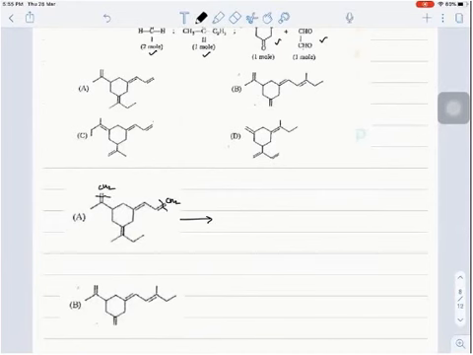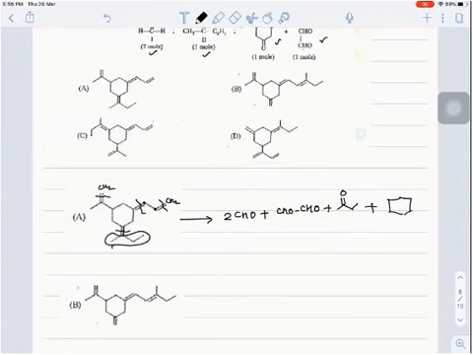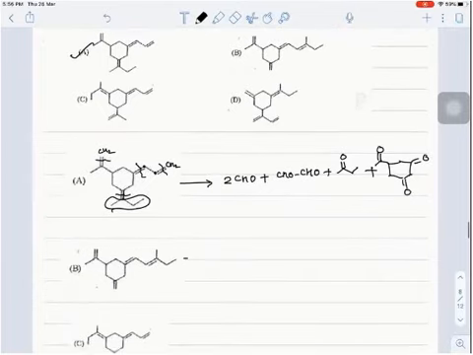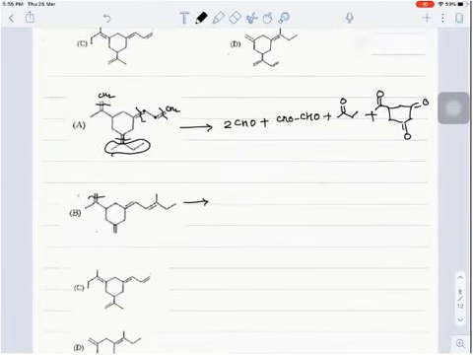It will give 2 moles of formaldehyde plus, if you break here, this will get CHO and CHO. So, 1 mole of glyoxal is formed, that is CHO and CHO. If we break this, this will get converted to butanone plus this 6-membered ring with C double bond O, CH3 and C double bond O formed. So, which are the required products? So, A is correct.